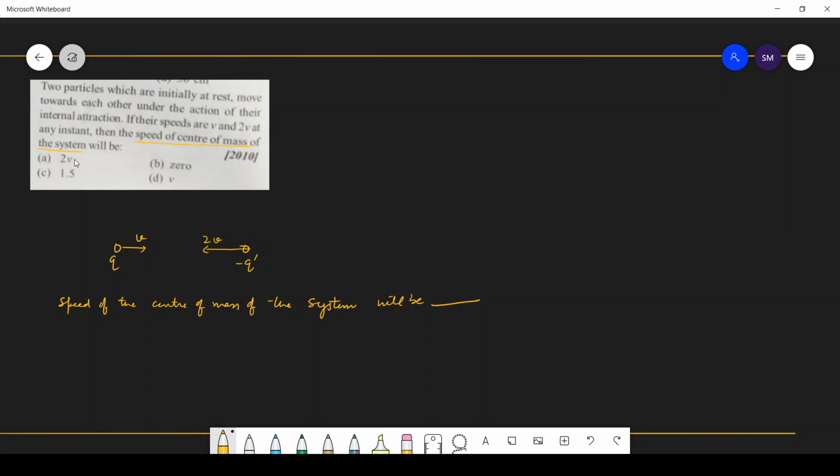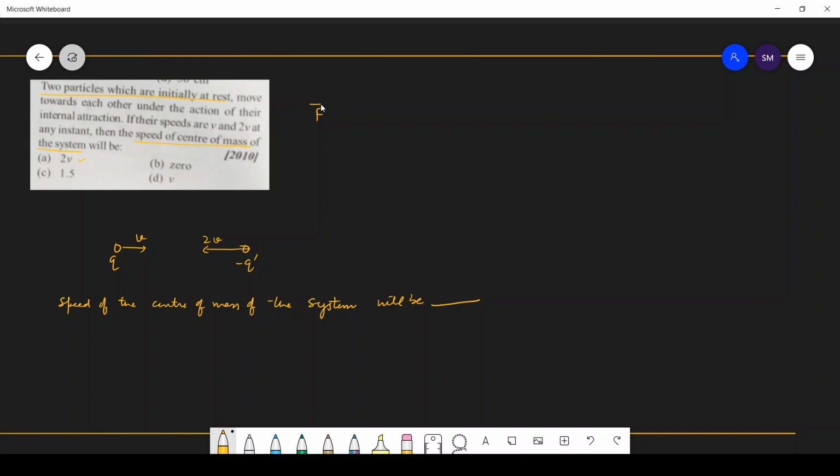How many of you say the option is 2v? 1.5v, v or 0? The two particles were at rest initially. 0. Yes, sir, 0. See, when you are talking about center of mass, you are not concerned with any particular particle.